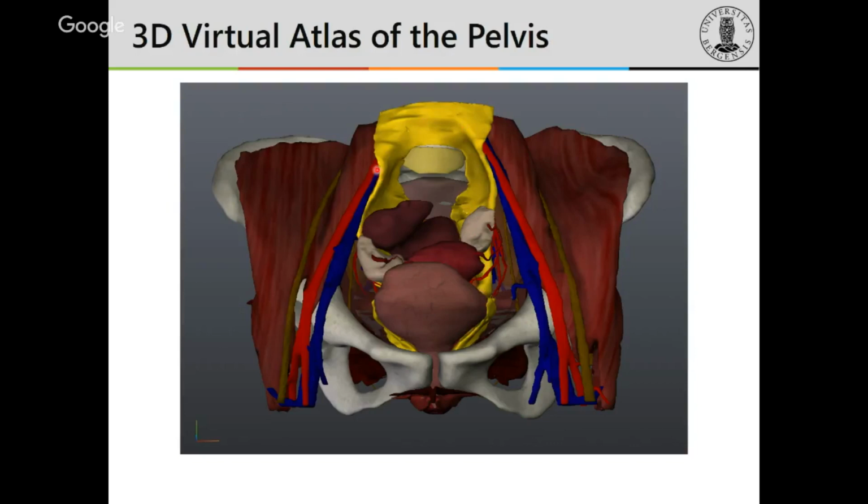Already on its own, though, this is a valuable resource for medical students because the anatomy of the pelvis is actually pretty complex. The pelvis is a funnel-shaped bony structure in which many organs are kind of squished together. So understanding the 3D relations is rather difficult.